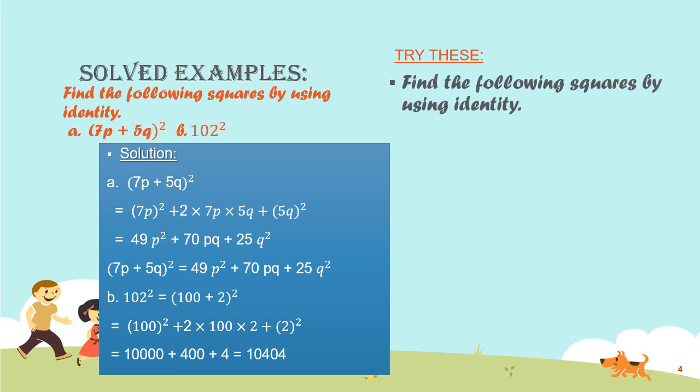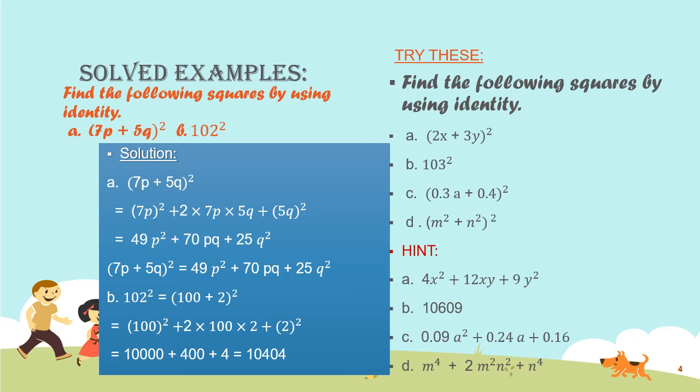Now here are few questions for you to try now. Find the following squares by using identity. First question, 2x plus 3y the whole square. Question B, 103 the whole square. Question C, 0.3a plus 0.4 the whole square. Question D, m square plus n square the whole square. After you finish doing, you can check your answers.